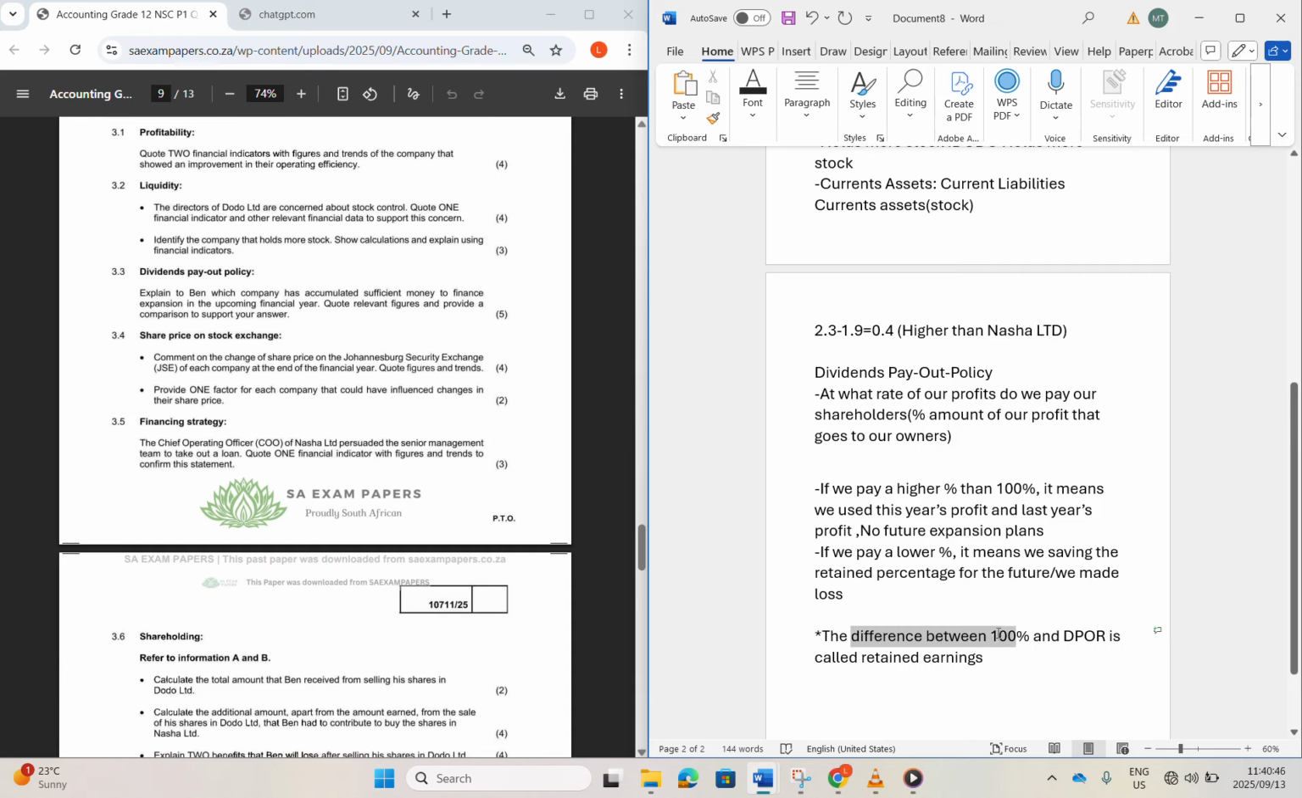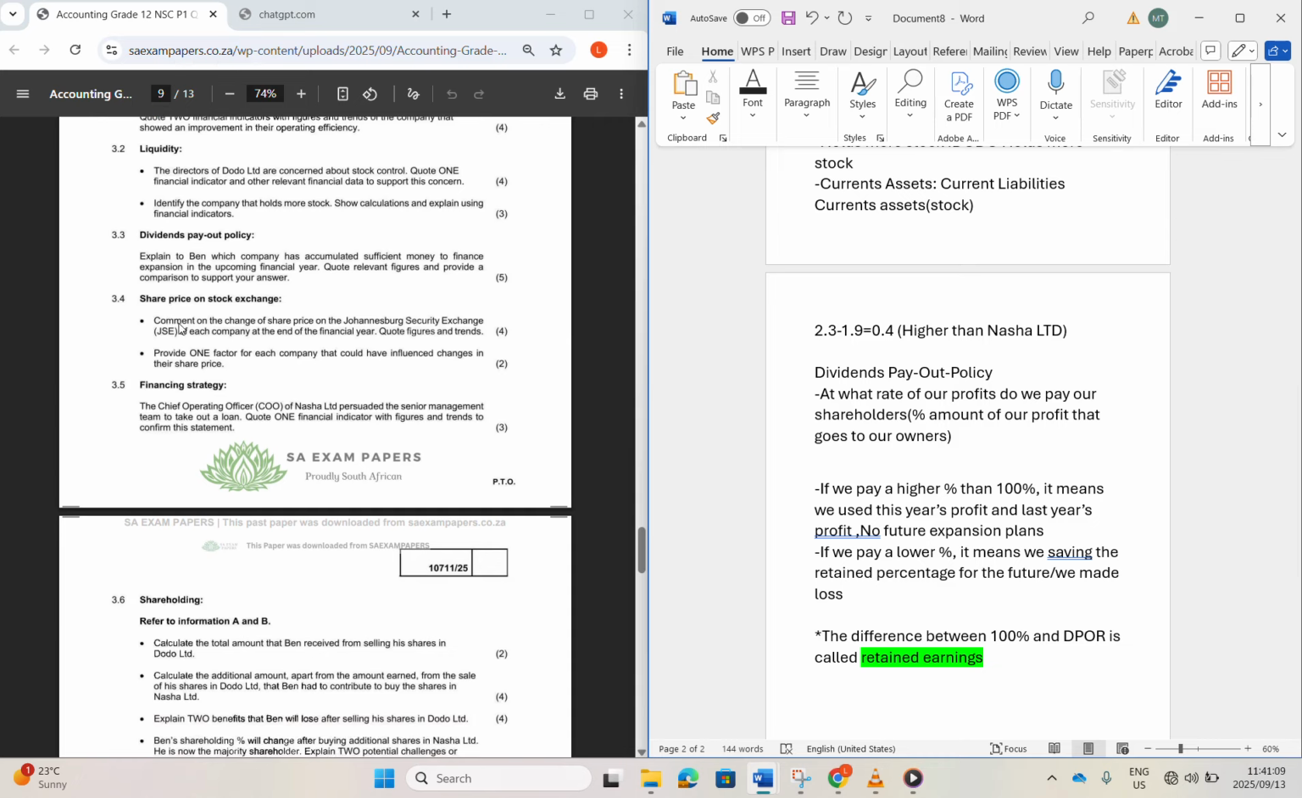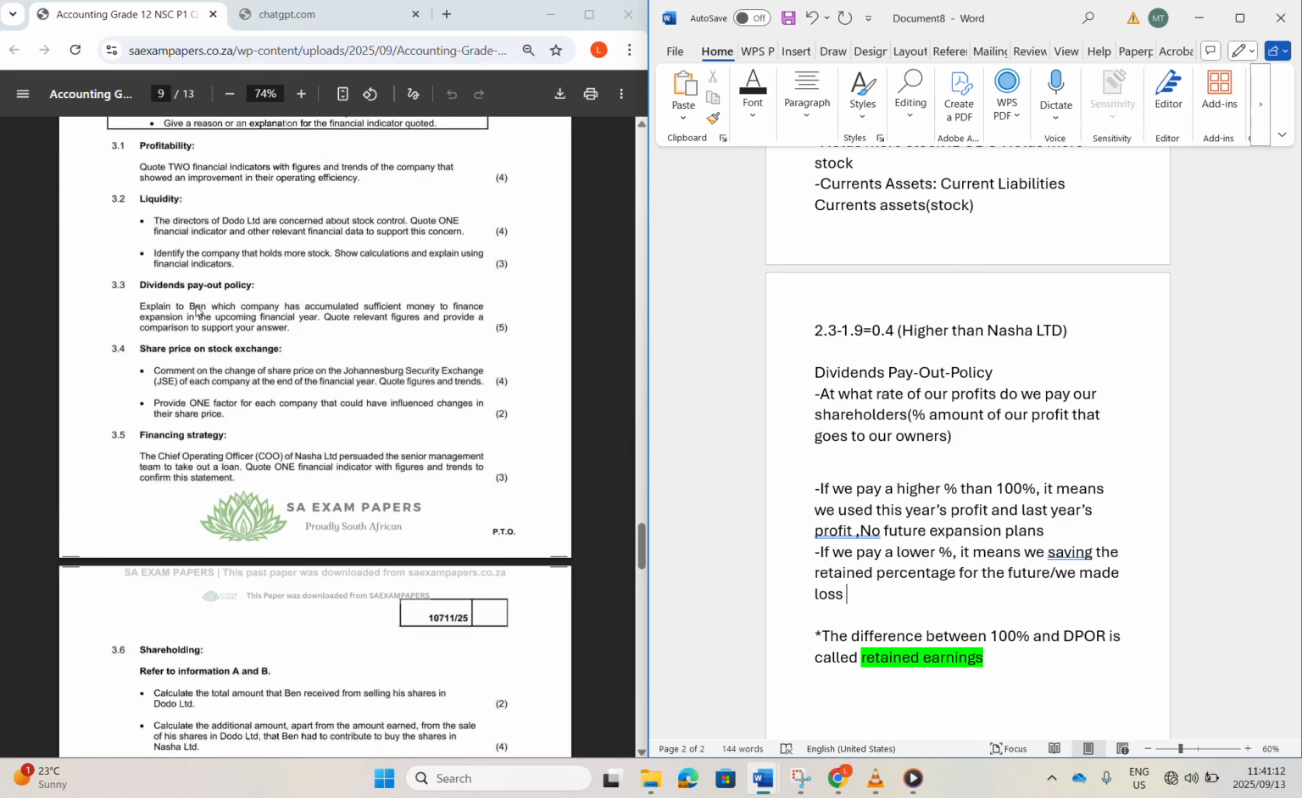The difference between 100% and the dividends payout rate is called retained earnings. What we pay and 100% is called retained earnings. What we retain is the amount of money that we are not paying to our shareholders for future expansion. So let's come to the question. Comment notes. Explain to Ben which company has accumulated sufficient money to finance expansion in the upcoming financial year. Quote relevant figures and provide a comparison to support your answer.